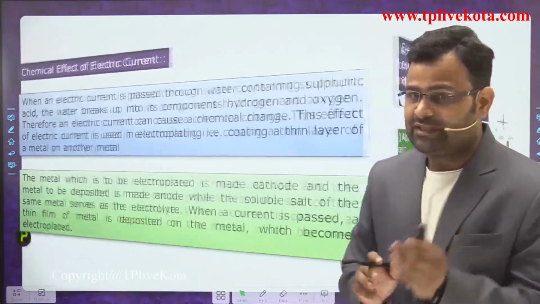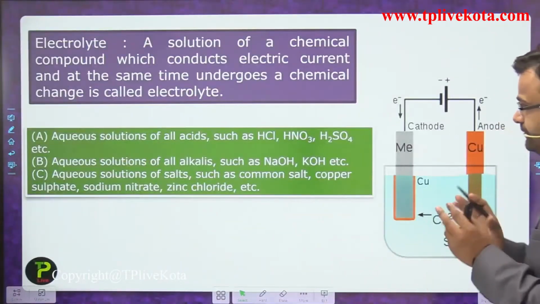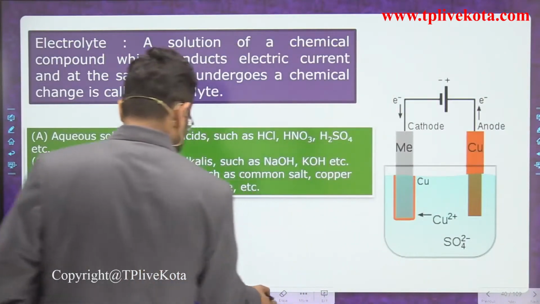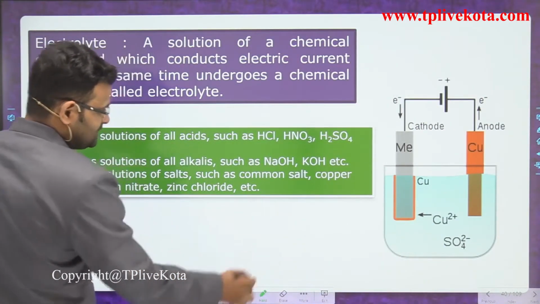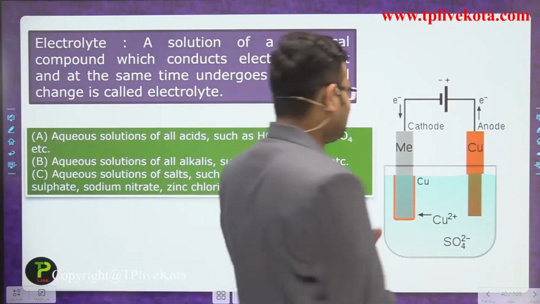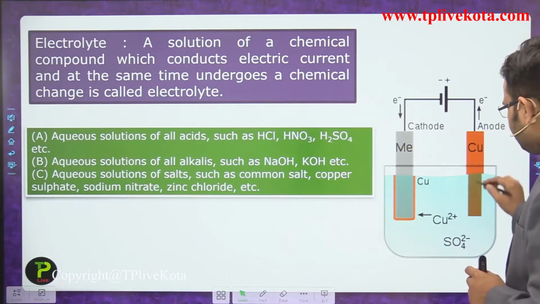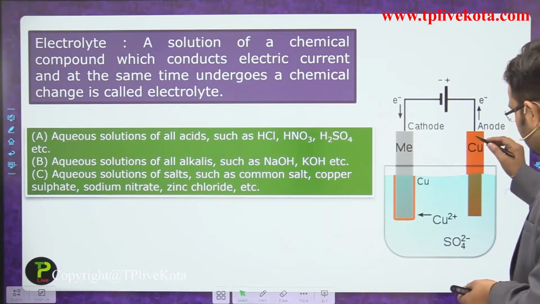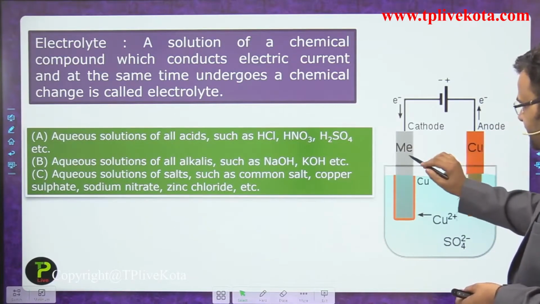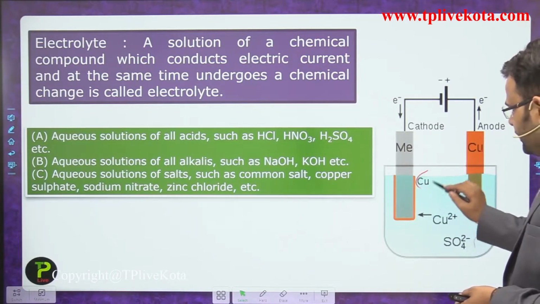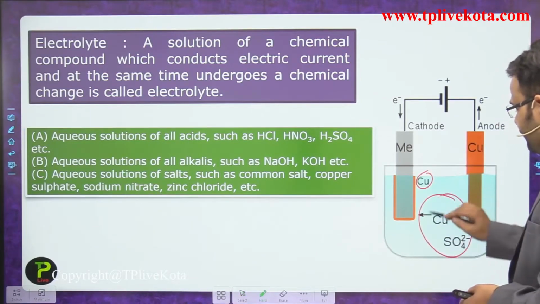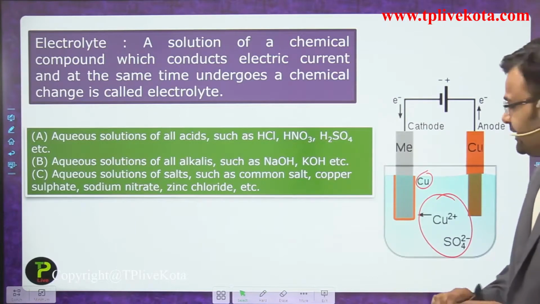Now we discuss the complete phenomenon of electroplating. What is happening? Let's see. We are using two things: first one is a cathode and second one is an anode. The cathode is copper. And there is a liquid containing copper sulfate. The liquid contains copper sulfate.